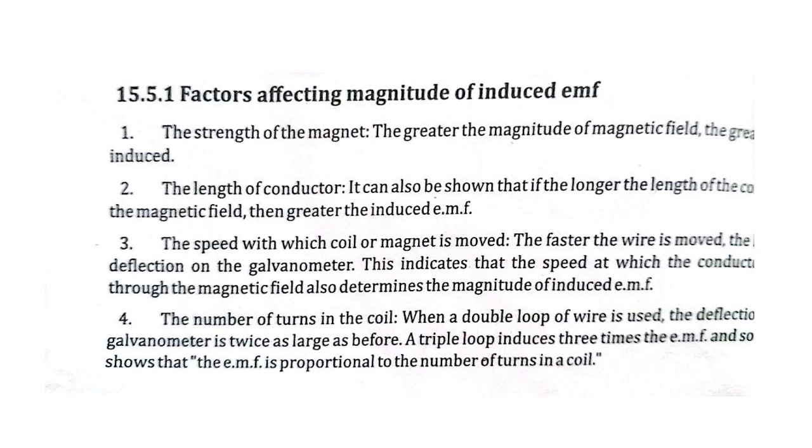The last factor is the number of turns in the coil. When a double loop of wire is used, the galvanometer deflection is twice as large as before. And if we increase to a triple loop, it will induce three times more EMF, and so on. So it depends upon the number of turns as well. If we increase the number of turns in the coil, the induced EMF will be more, and if we decrease the number of turns, the induced EMF will be less. So the EMF is proportional to the number of turns in a coil.